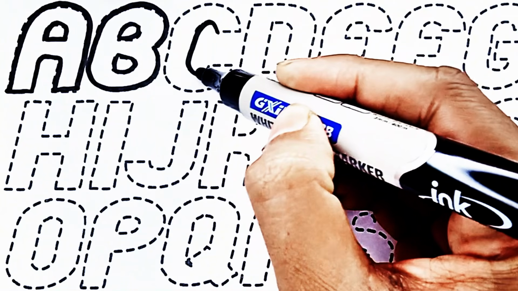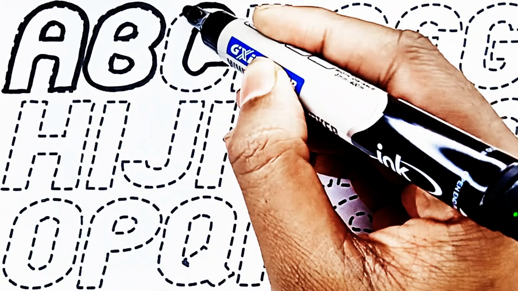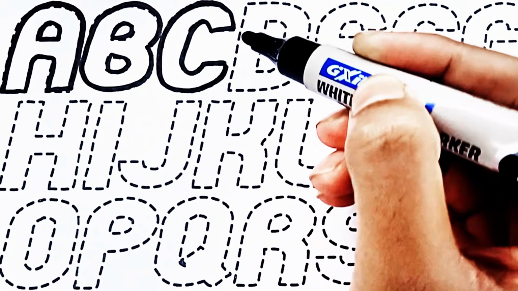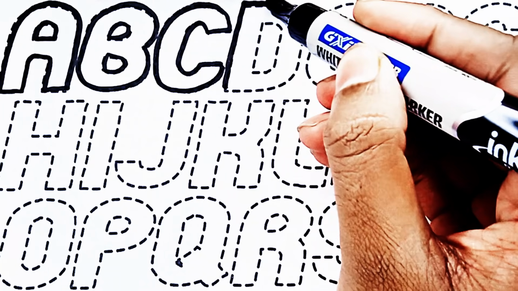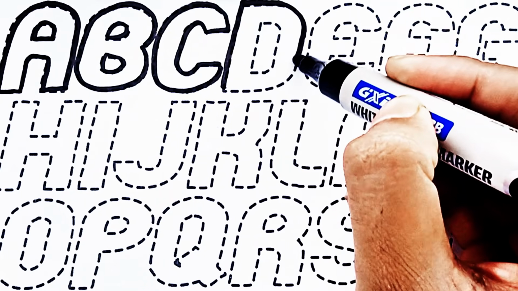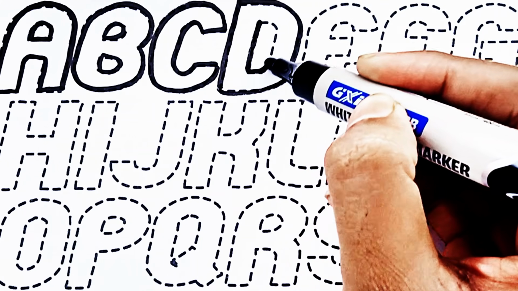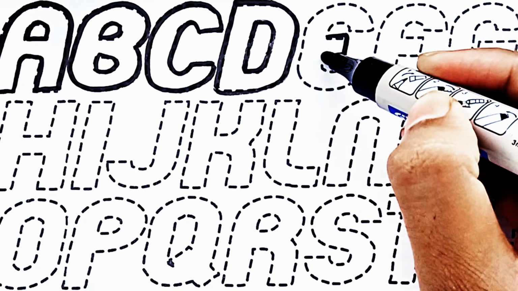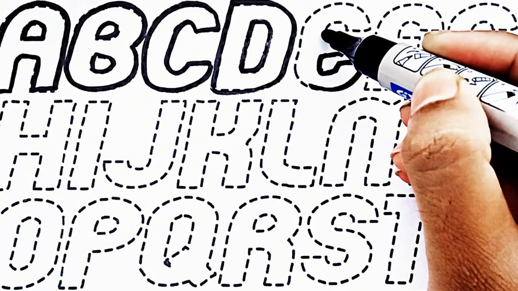Now I am drawing letter C. C is for cat. Now I am drawing letter D. D is for dog. Now I am drawing letter E. E is for elephant.